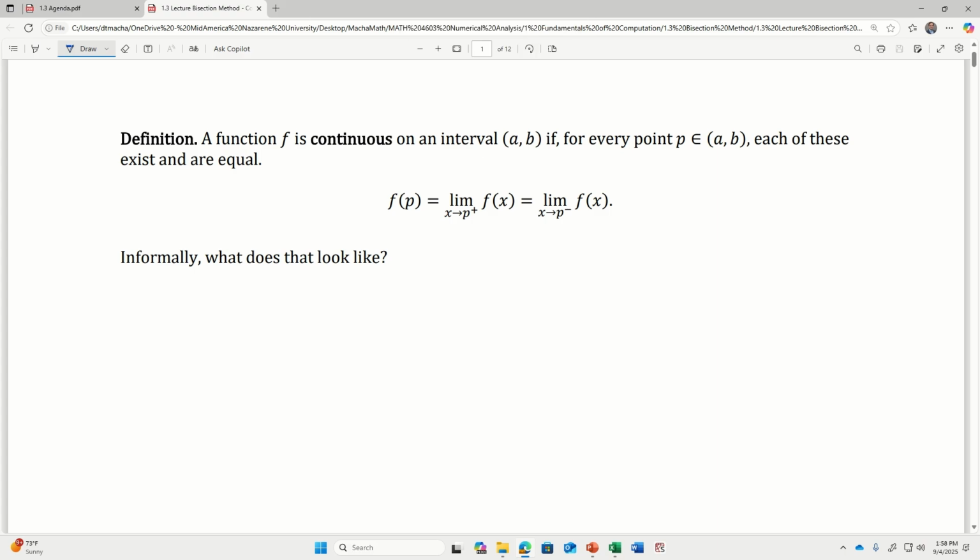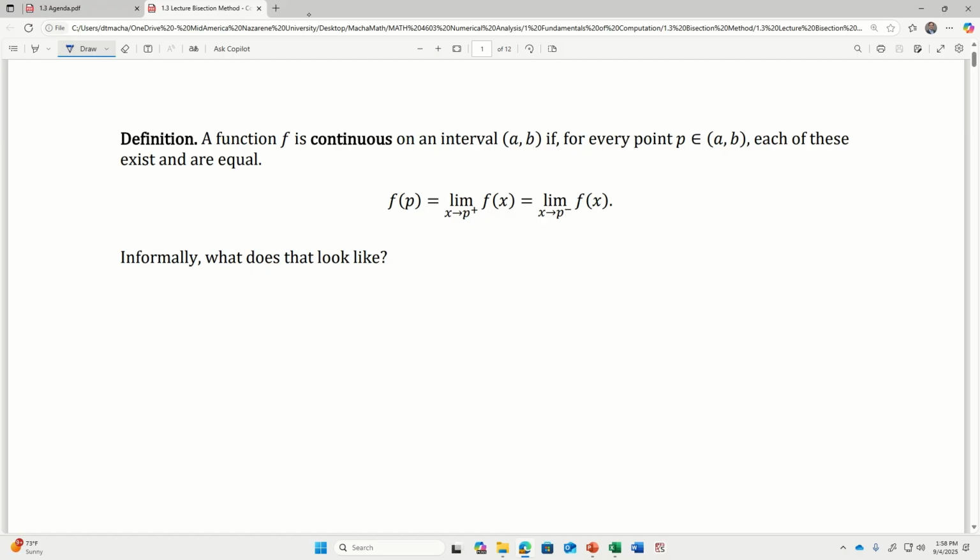So we say a function is continuous if at every point in the interval from, let's say, a to b, each one of these exists and they're equal to each other. So this right here with the little plus sign, that means the right-sided limit. Do you know what I mean by that? Cool. And this negative sign is the left-sided limit. It's saying the right-sided and the left-sided limit exist and are equal to each other.